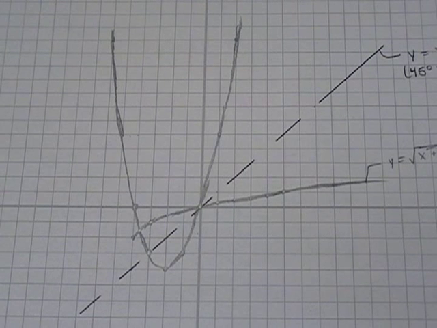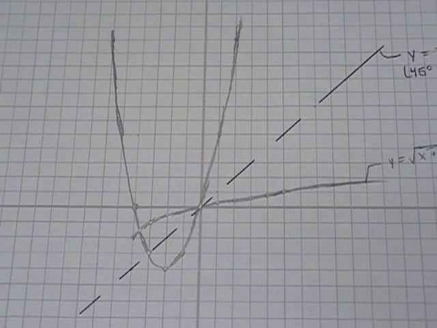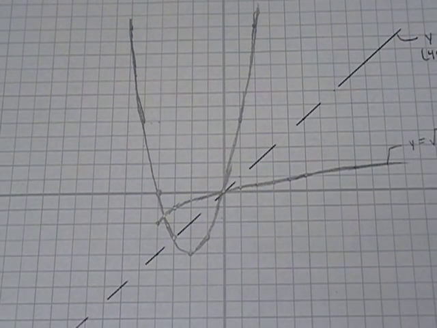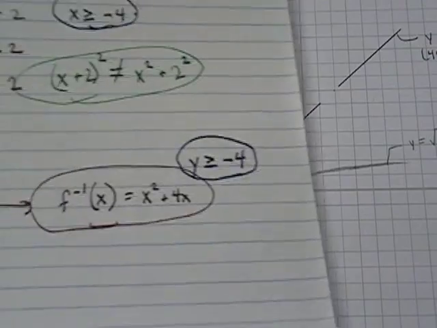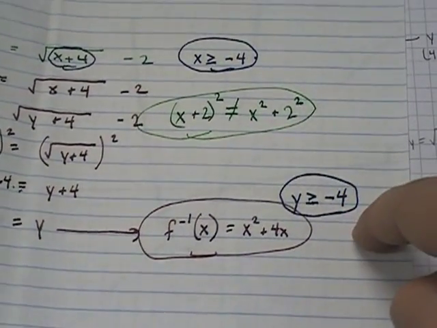Now, what's the problem? If I fold my paper right now, do these two graphs look like they would lay on top of each other? No. This has two curvy legs. This has one curvy leg. Something is wrong. And that something is that this has a domain restriction. Therefore, this has a range restriction.